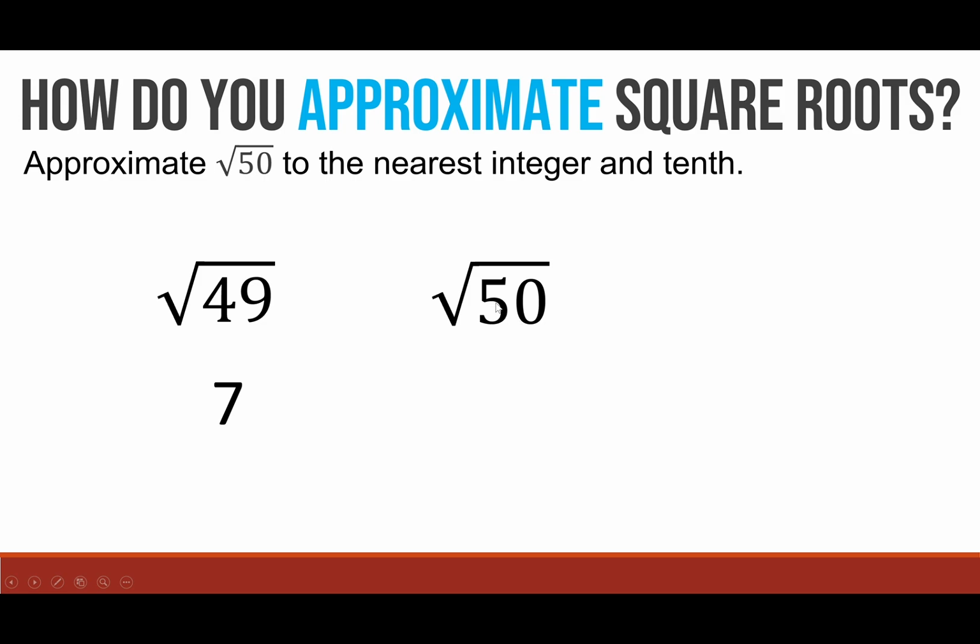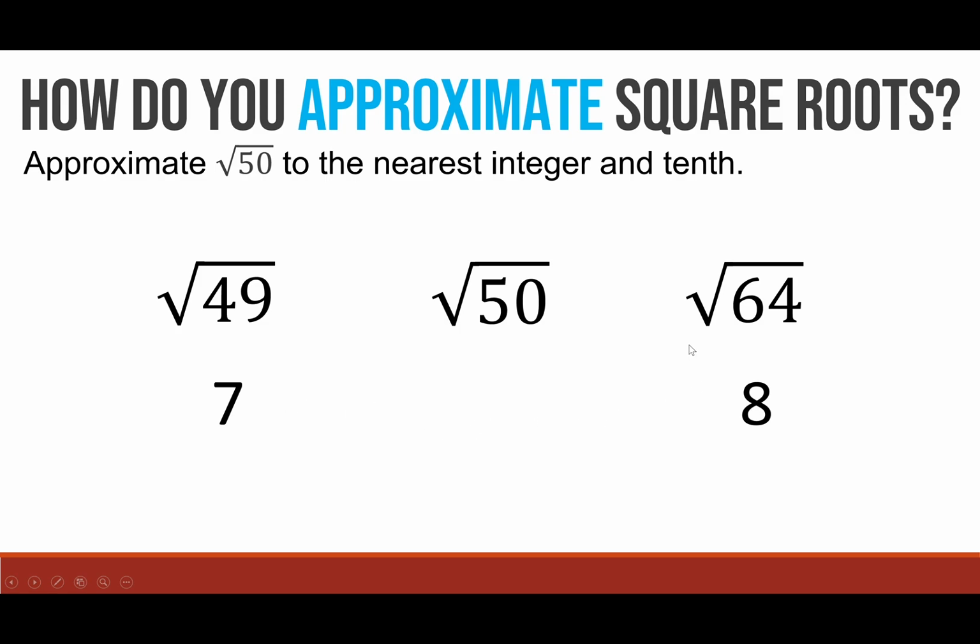And something that's a little bit higher, that's bigger than square root of 50, we know square root of 64, right? That's a perfect square. Square root of 64 is going to be 8. So if square root of 49 is 7 and square root of 64 is 8, we know that square root of 50 has to be somewhere in between here. It has to be between 7 and 8.